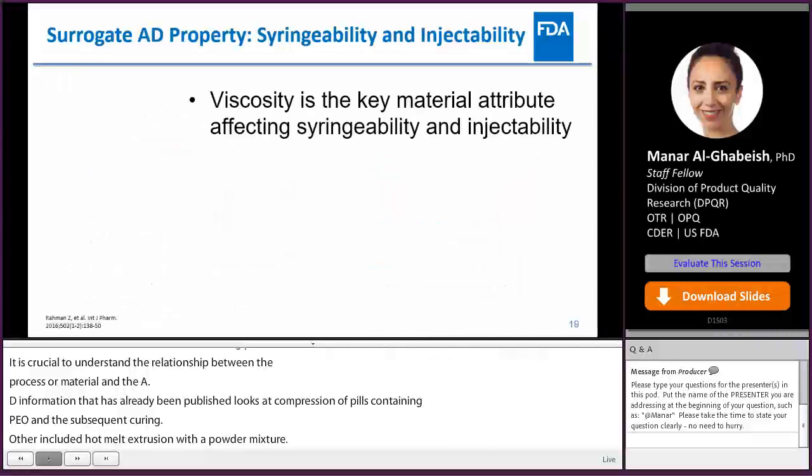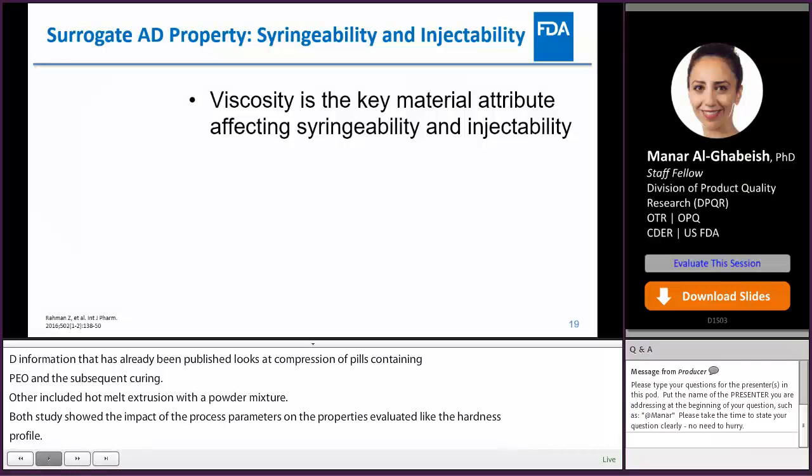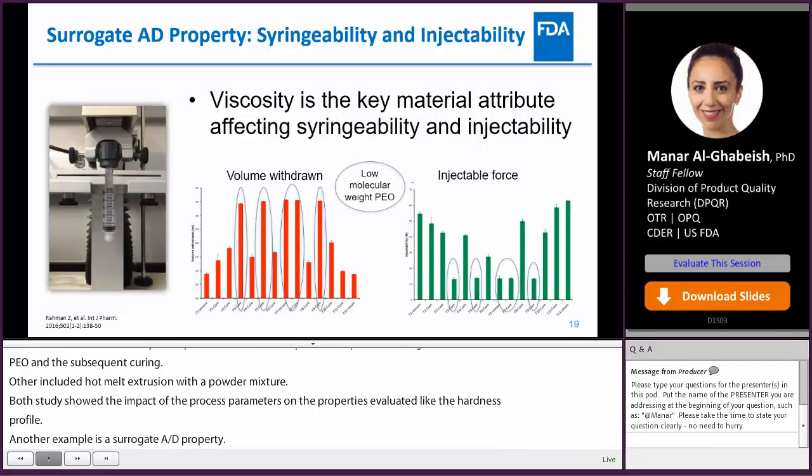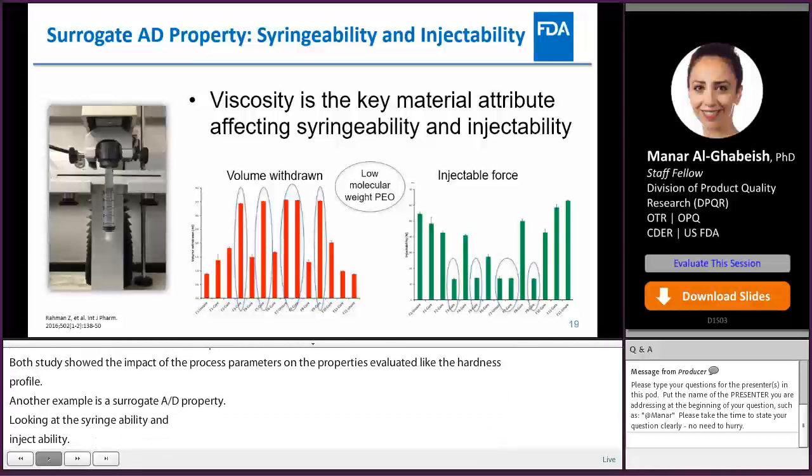Another example is the surrogate AD property for syringeability and injectability. Viscosity is a key material attribute affecting syringeability and injectability. In this study, we measured the withdrawn volume and the injectable force by texture analyzer and used them as indicators for syringeability and injectability of PAO mixture.